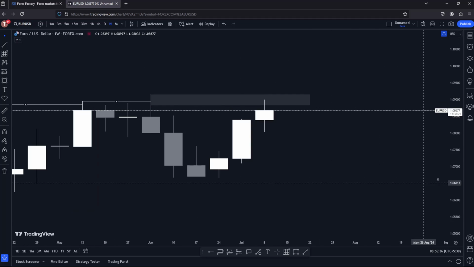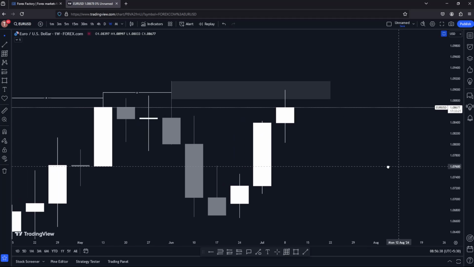This is the weekly levels, and we have similar scenarios in the weekly, and we are responding from this unmitigated wick and moving in the downward direction. So nothing much is clear here. So let's move to the dailies.